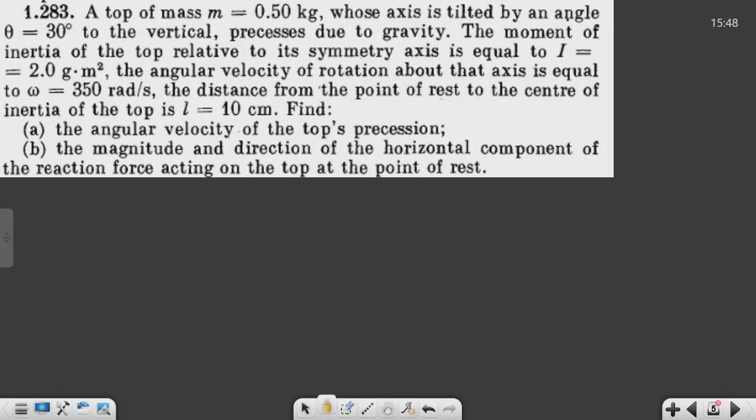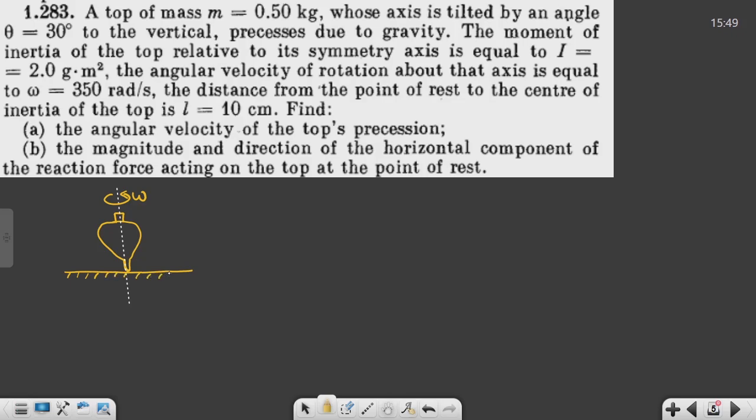See, now to understand this question, you must first understand something. Suppose this is a top, let's say. And this top spins about this axis with angular velocity omega. Understood? Now, this top is spinning on the ground. This is the ground.